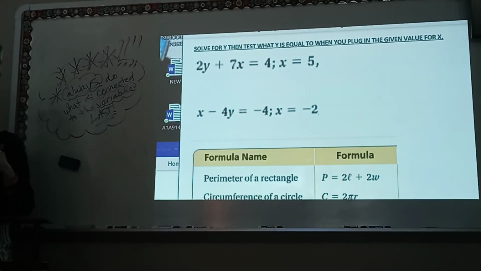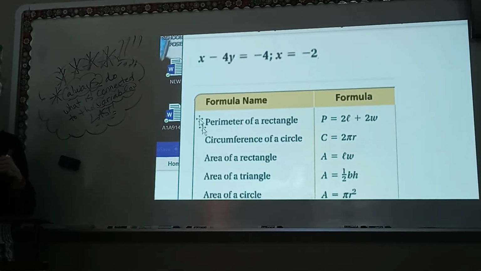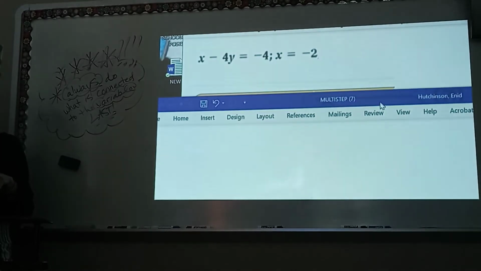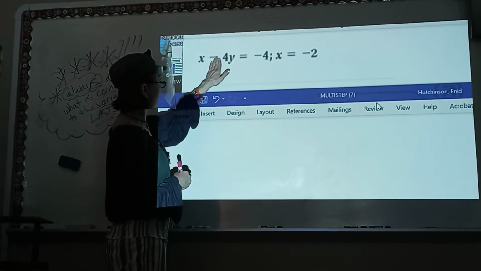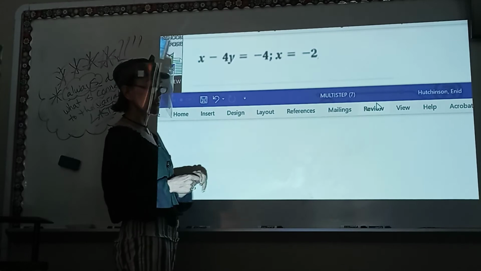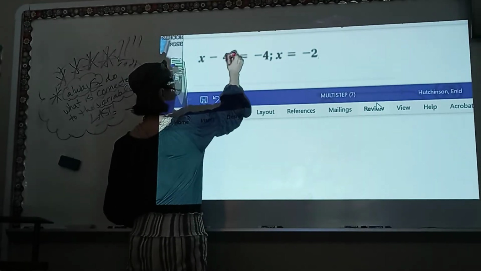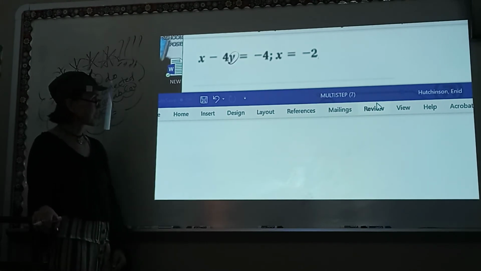Here it is. Let's bring it down, because this part right here is part of my next instructional video. So this is x minus 4y equals negative 4. They want you to solve this equation for y. So we're going to circle the y. Do it now. You all wrote this down.